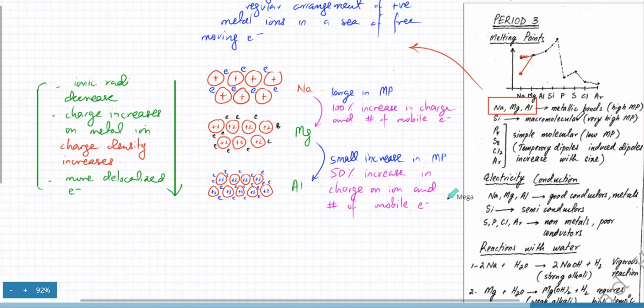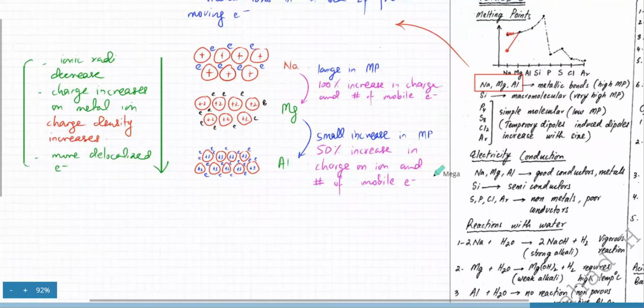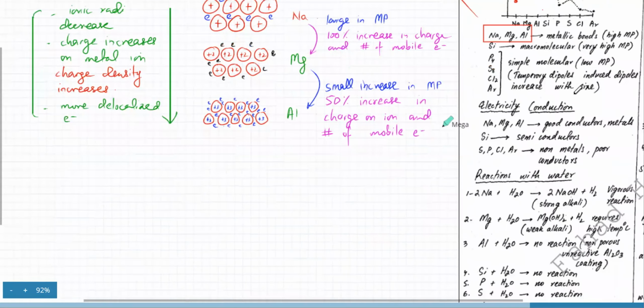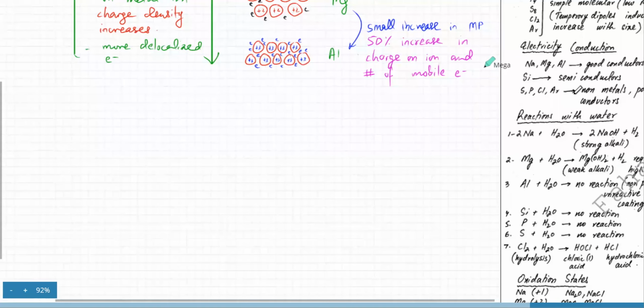What about silicon? It has a macromolecular structure. You need to know which is why silicon has a very high melting point. You can see over here, silicon has a macromolecular structure. So let's talk about silicon and let's discuss its structure.